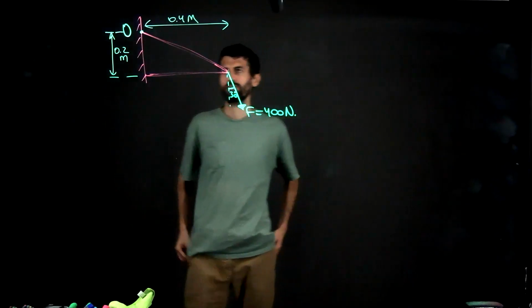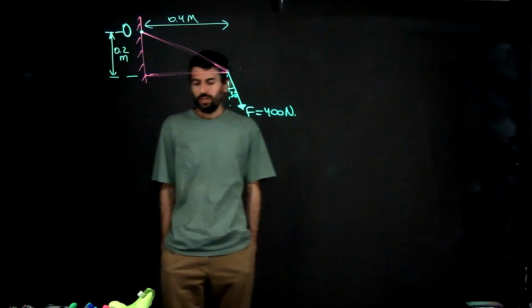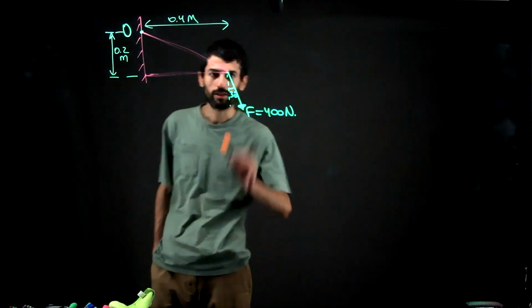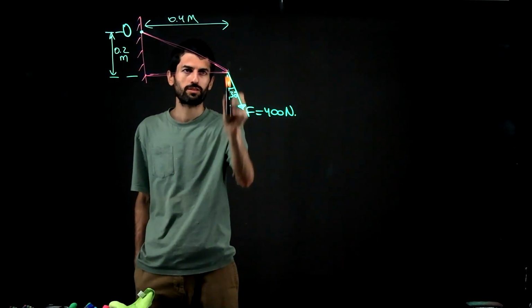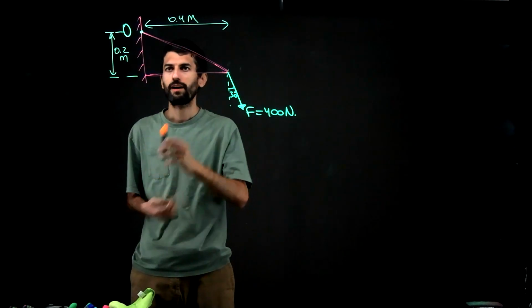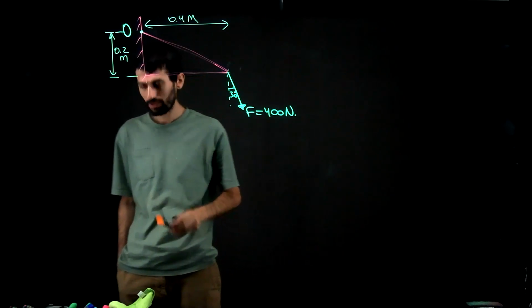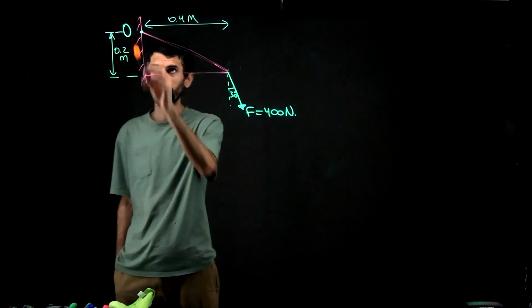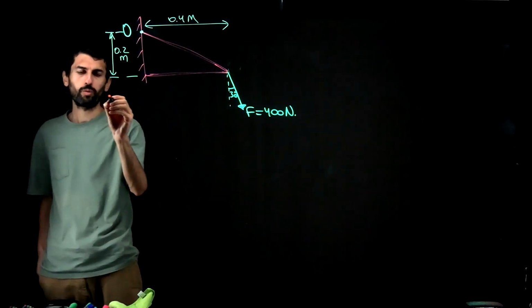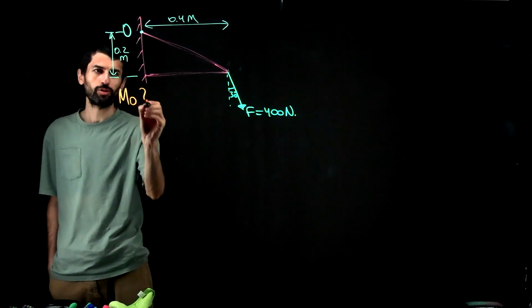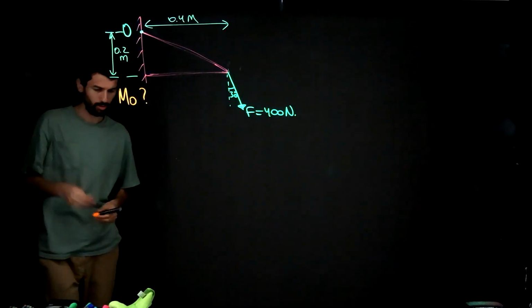Okay, so we have another problem. There is a force being applied at an angle of 30 degrees with the vertical, and this shape has a length of 0.4 meters and a height of 0.2 meters. The question is, as before, what is the moment about point O? So we need to find the moment about point O.